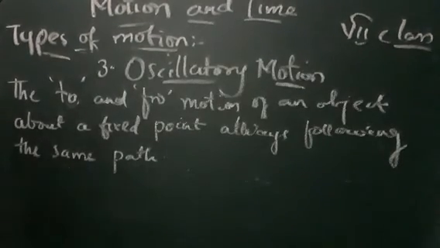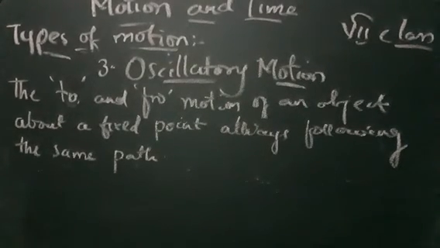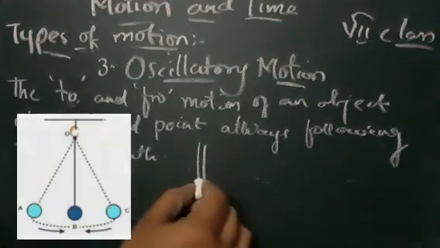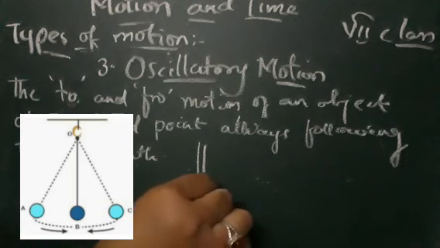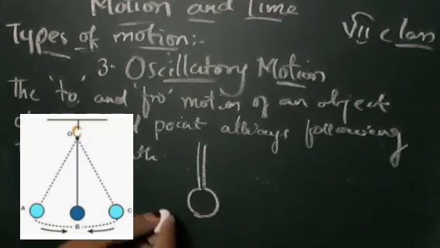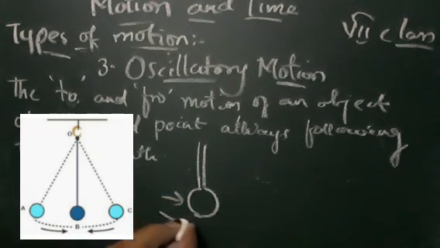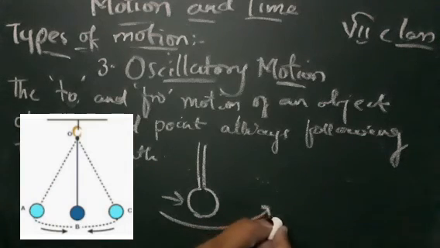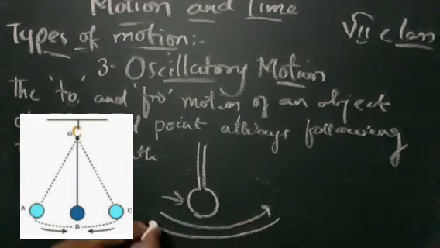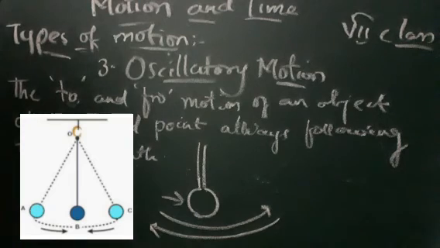Next is oscillatory motion. What is oscillatory motion? The to and fro motion of an object about a fixed point, always following the same path, is nothing but oscillatory motion. For example, we can take the pendulum, as I have said already. When you push the pendulum, it goes to the back position, then the front position.